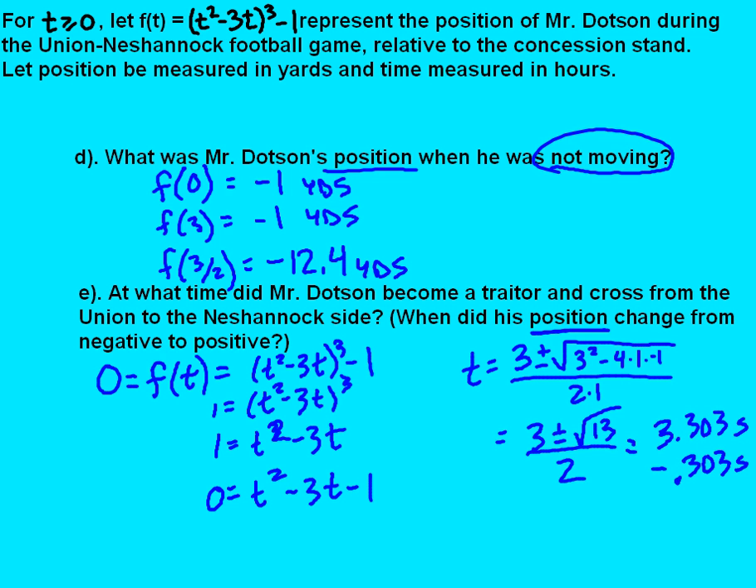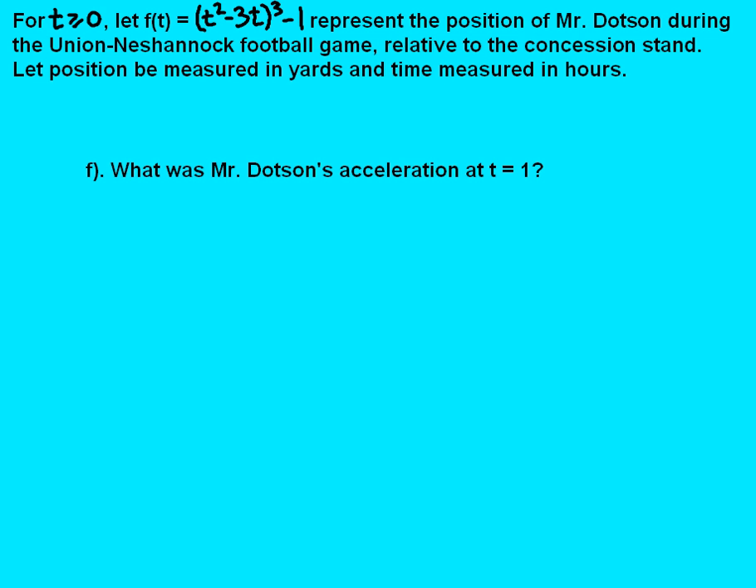Now, something to pay attention to though, one of these answers actually is not correct. That's because the original problem gave us that time had to be positive. We're not going back in time, so that's actually an extraneous solution. So our only answer here is 3.303 seconds. Okay, one last problem to do. What was Dachshund's acceleration at time equals 1?